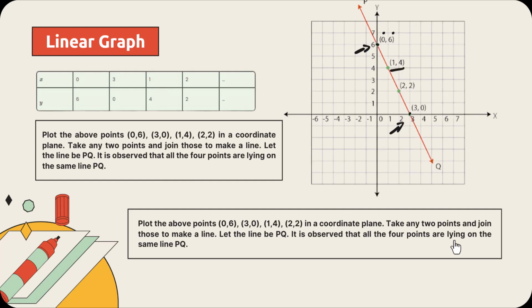The x coordinate is 1, the y coordinate is 4. This is 2, 2. The x coordinate is 2, the y coordinate is 2. That's how we draw the line, right? So plot the points and then join them. The line PQ is a line, not a line segment. It goes infinitely in both directions, and every point lying on the line is a solution, right?